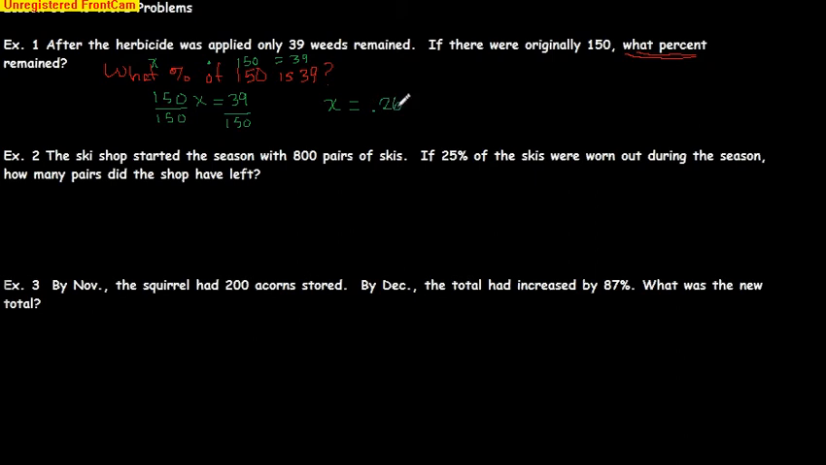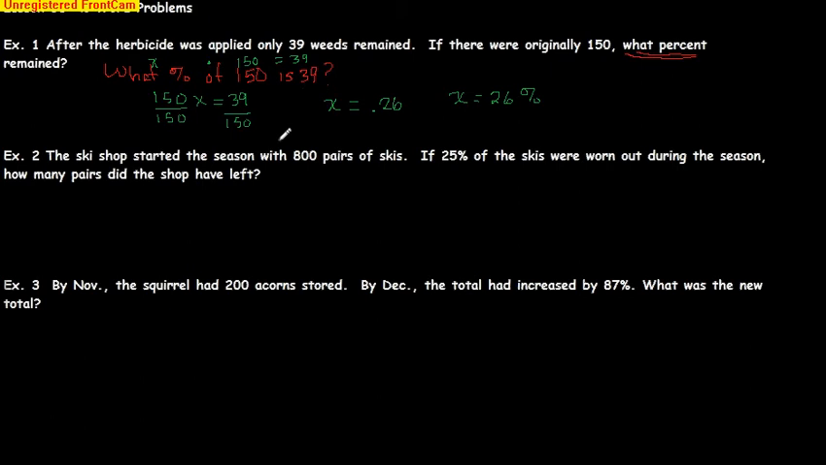Now, that's not a percent, that's a decimal, so they're asking what percent, so we need to change that into percentage, so we would say x equals 26%. So 26% of 150 is 39. So that's how we do it. We're going to write it into an equation without a lot of words, and then we're going to write it into a math equation. Let's try the next one.